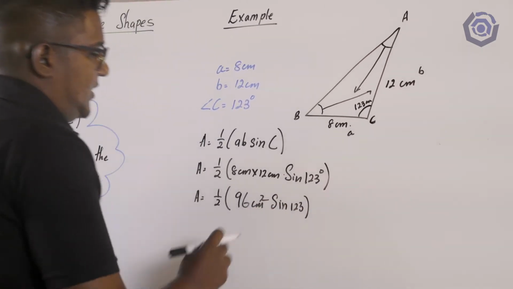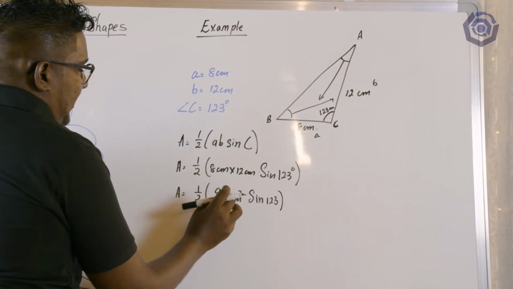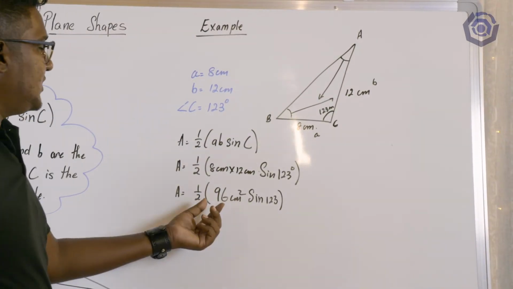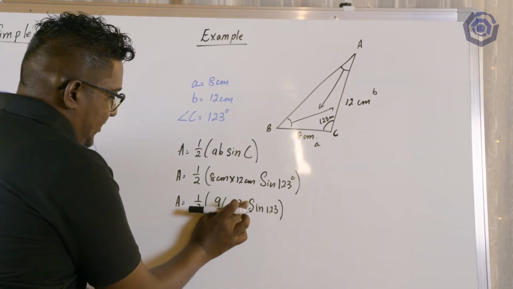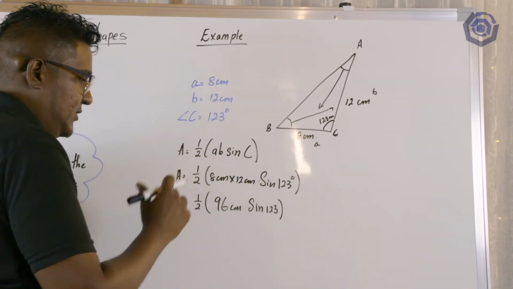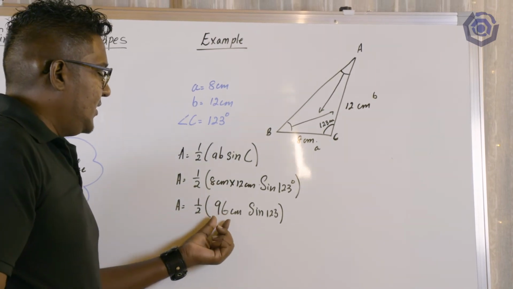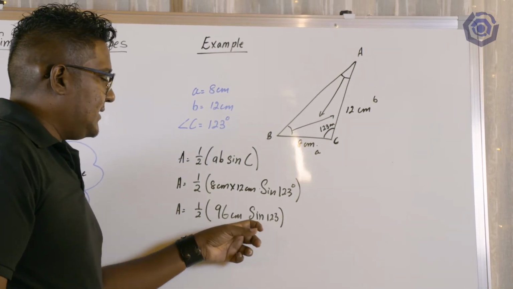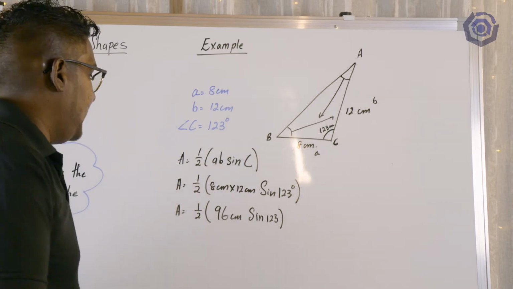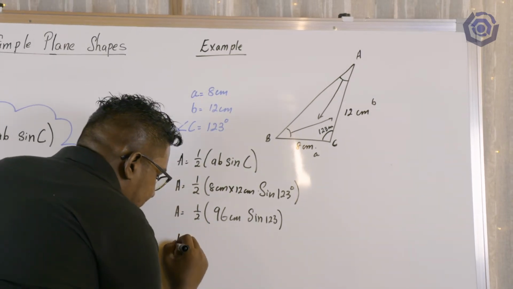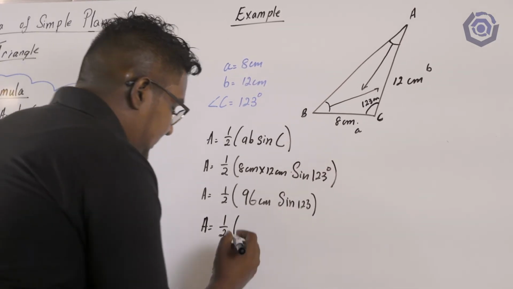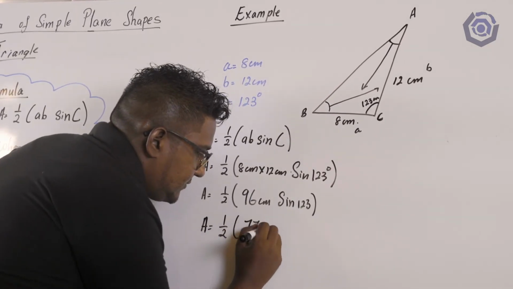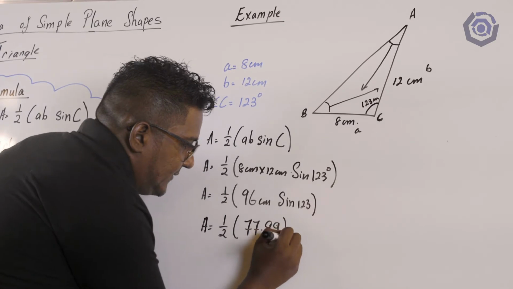123. Now at this point, you have to use a scientific calculator, and you're going to put in 96 sine 123. Let me take out the square so that it won't confuse you. So we're working with this. So you use the calculator and you put in 96 sine 123. So when you put that into the calculator, you're going to get A is equal to 1/2 of 77.99.